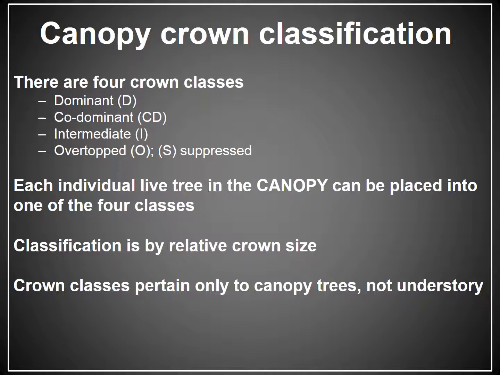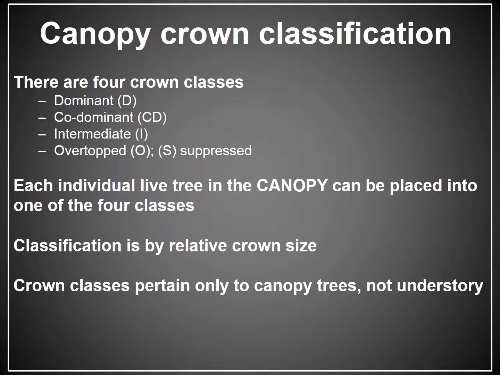A tree's crown consists of the foliage at the top of the tree, right? So the amount of live crown a tree has relative to its overall size provides an indication of its vigor and competitive ability. The larger and healthier the crown, typically the more vigorous the tree, the more likely that tree is to respond positively to an increase in site resources.